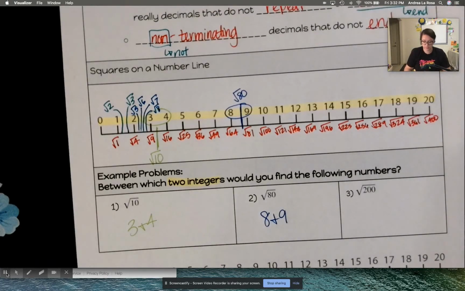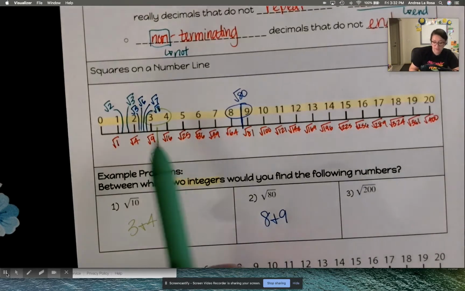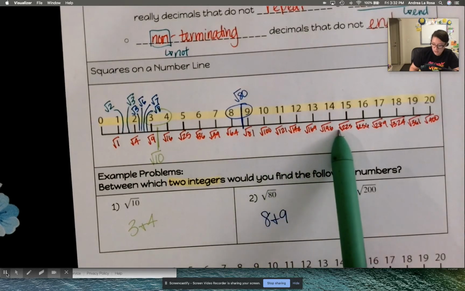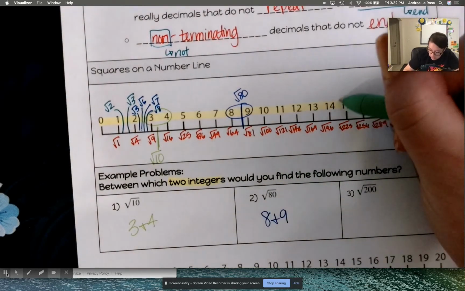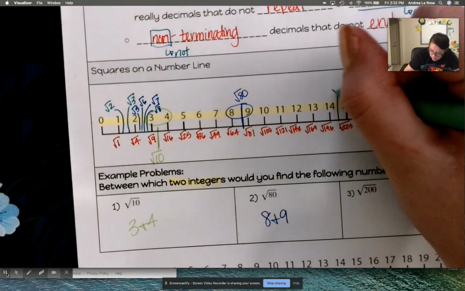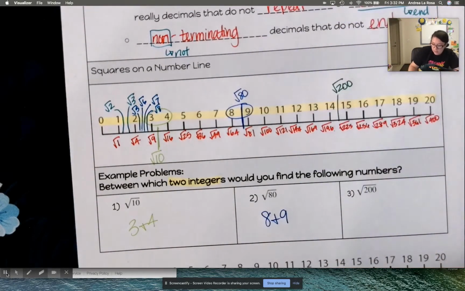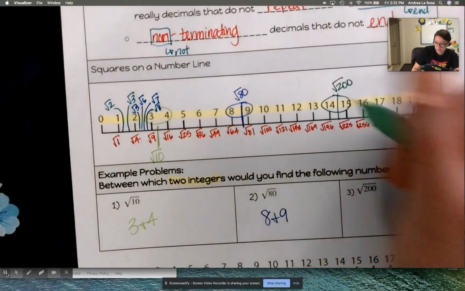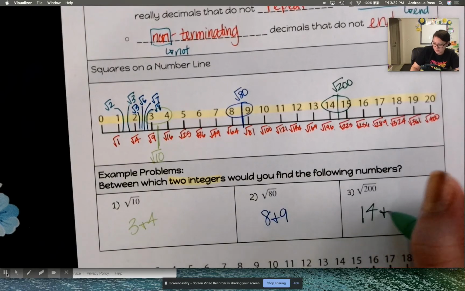Here we go. Square root of 200. Tell it to me. Put it in the chat. What did you guys say for your answers? If I follow along my perfect square line, I see that 200 is going to be between 196 and 225. So that means what two integers is it going to be between? It's going to be between 14 and 15.